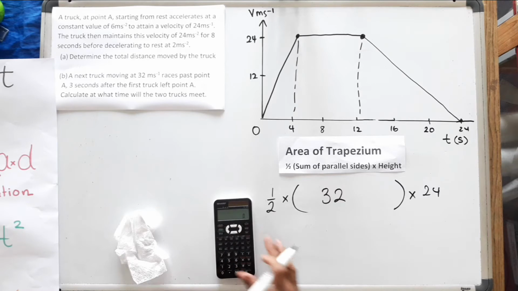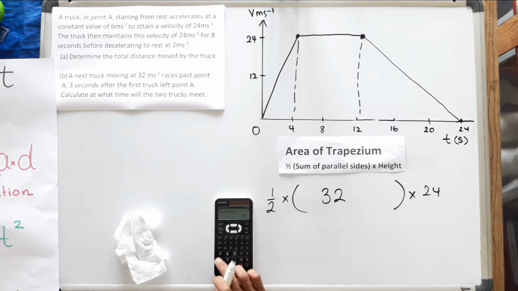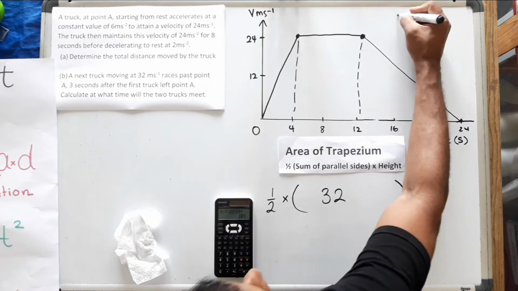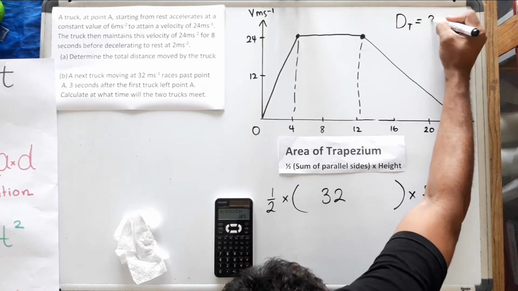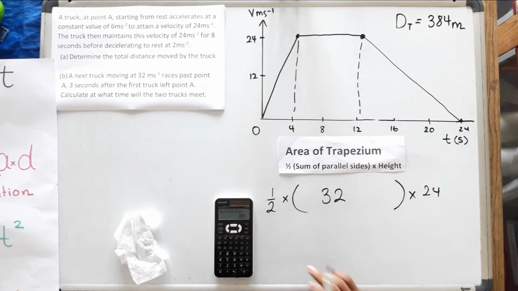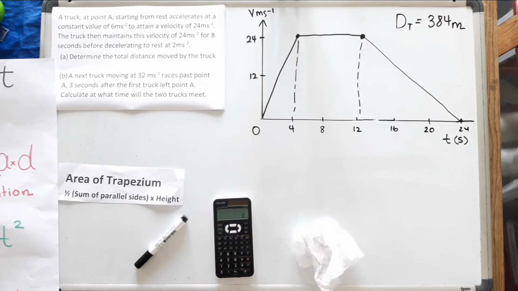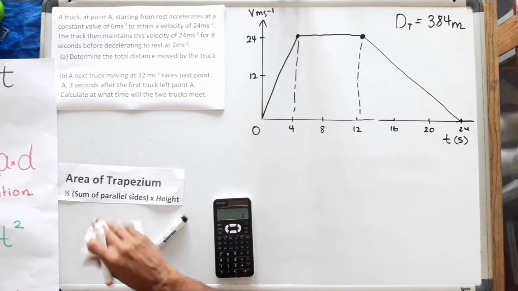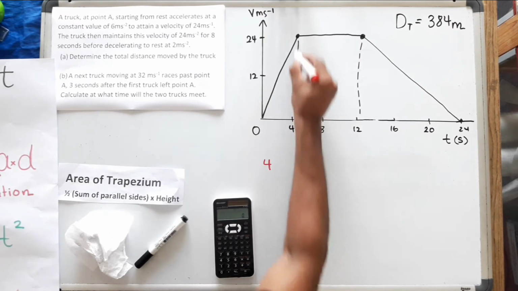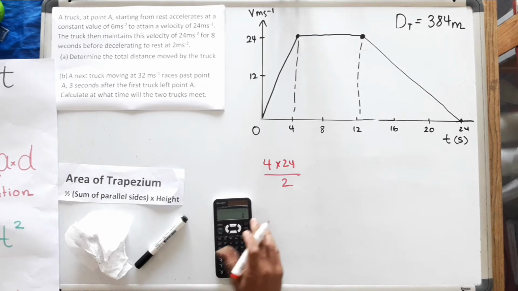So instead of finding here, here, and here, let's just do it separately. So it's a half multiplied by 32 multiplied by 24. The total distance traveled by the truck, I'll put TD here, is 384 meters. All right. Now, I'm still going to do it piece by piece to prove to you that we will get the same answer, but I'm just going to do it quickly. I'll use a red ink here. Base by height divided by 2. The base is 4. The vertical height is 24 divided by 2. 4 multiplied by 24 divided by 2.